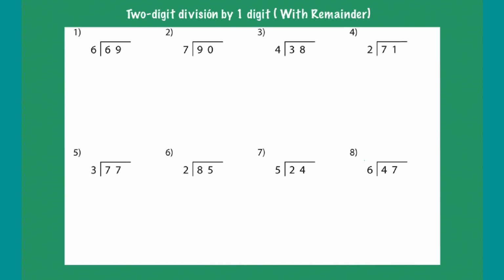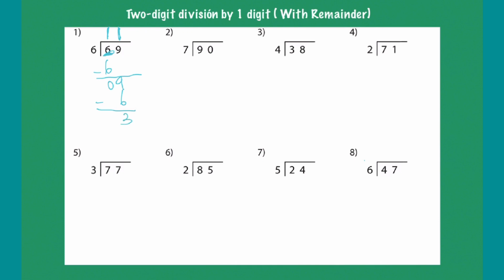So when you feel it's not the right fit, first you have to look at this digit first. How many 6s fit into a 6? That's 1. 6 ones are 6. And then you put a line. Then you get 6 minus 6 is 0. And then you get 9 minus 0 is 9. How many 6s fit into a 9? 6 ones are 6. And then you minus. 9 minus 6 gives me a 3.